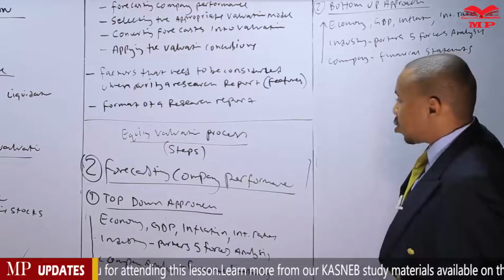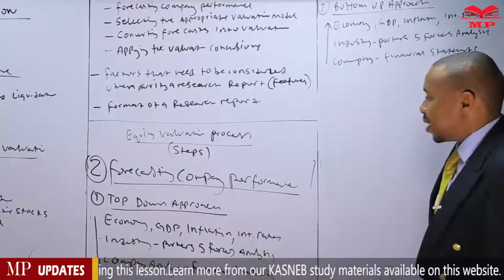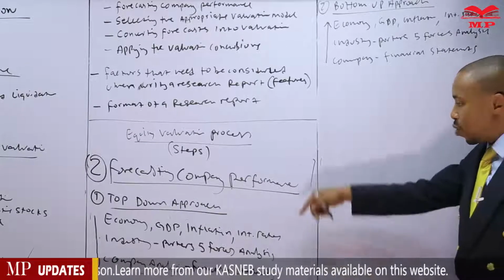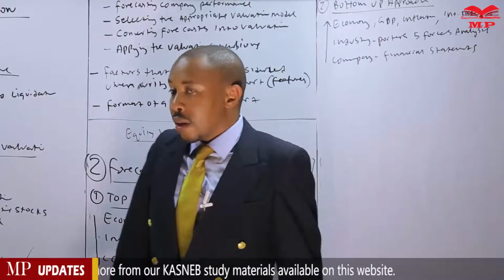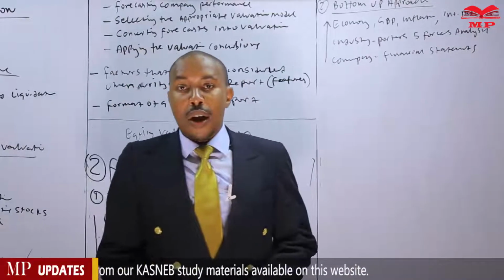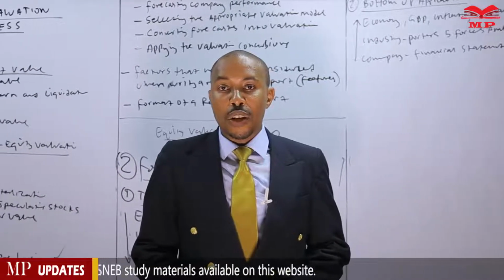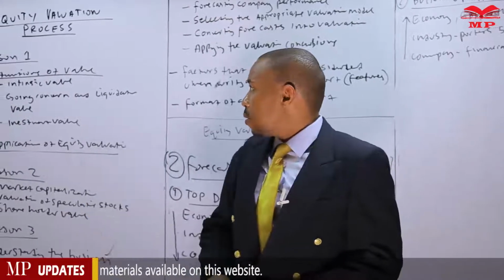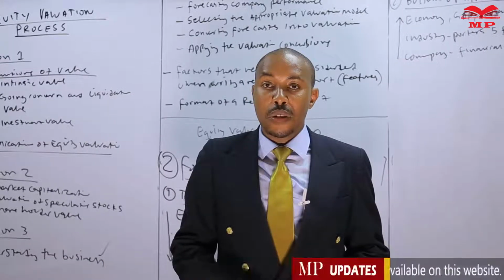So once we have looked at forecasting company performance, this is how you can generally forecast the company performance based on a top-down approach and the bottom-up approach. This concludes our lesson 3 for the equity valuation process. We hope that you can join us in our next lesson as we conclude this major topic of equity valuation process. Thank you and God bless you.